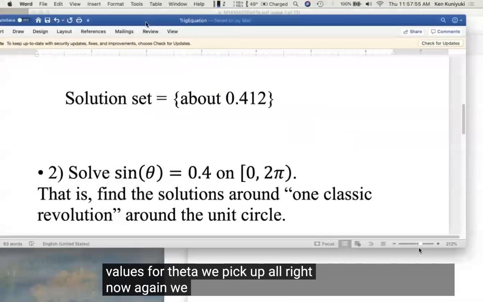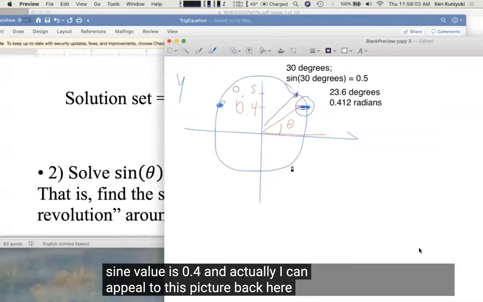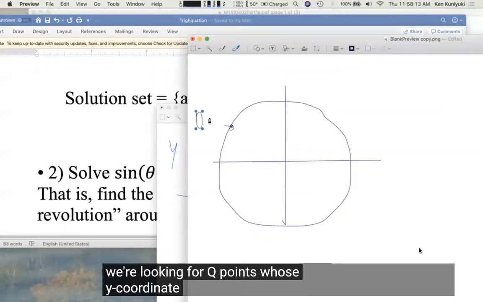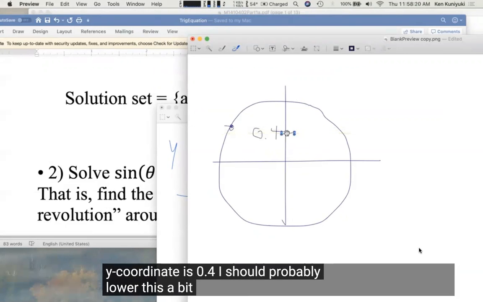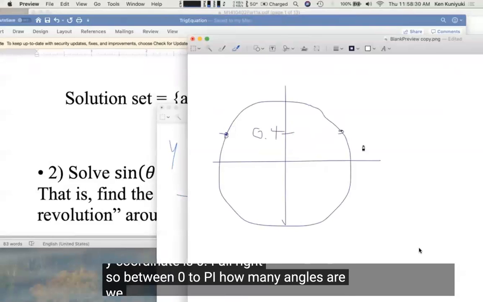All right. Now again, we want to find angles whose sine value is 0.4. And actually, I can appeal to this picture back here. Again, we're looking for 2 points whose y-coordinate is 0.4. I should probably lower this a bit. 2 points whose y-coordinate is 0.4. All right. So between 0 and 2 pi, how many angles are we going to pick up?